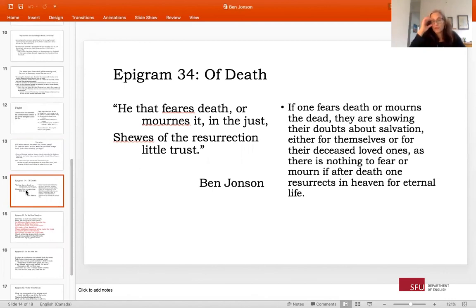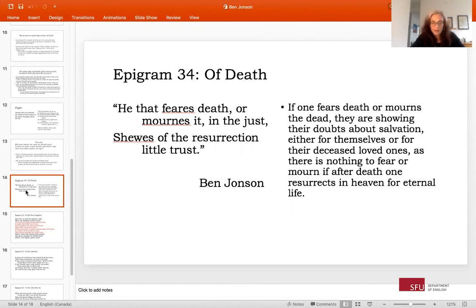In another epigram, a very short one called Of Death, Johnson expresses the Christian position of comfort in death much more confidently and explicitly. "He that fears death or mourns it in the just shows of the resurrection little trust." So what he says here very simply and clearly and briefly is that if one fears death or mourns the dead, that person is showing their doubts about salvation, either for themselves or for their deceased loved ones. There's nothing to fear or mourn if after death one resurrects in heaven for eternal life. One should not mourn that. In On My First Son, however, he seems to have trouble achieving that consolation.